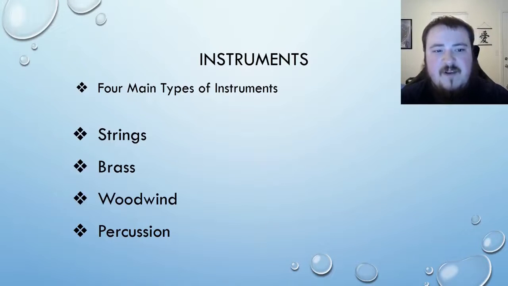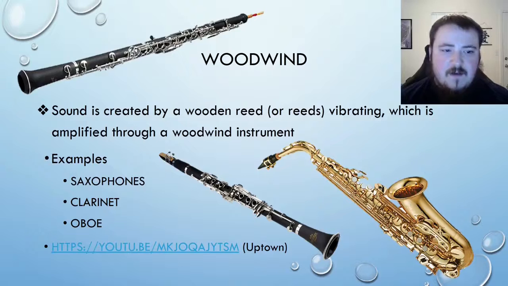So review of yesterday, our four main instrument types are strings, brass, woodwind, and percussion. Our first type, woodwinds. So for a woodwind, sound is created by a wooden reed or reeds vibrating, which is amplified through the woodwind instrument.